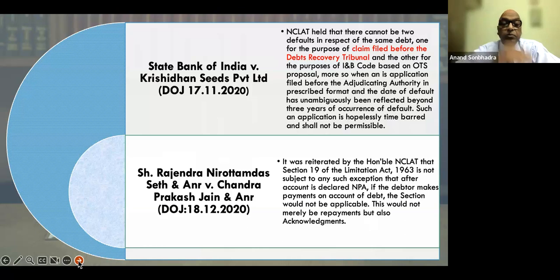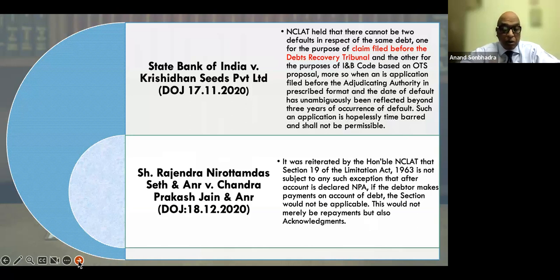The second one is Sri Rajendra Narottam Das Seth and another versus Chandra Prakash Jain and another. This judgment was the Honorable NCLAT's of 18/12/2020. It was reiterated by the Honorable NCLAT that Section 19 of the Limitation Act is not subject to any such exception that after an account is declared NPA, if the debtor makes payment on account of debt, this section would not be applicable. This would not merely be repayment, but also acknowledgement.